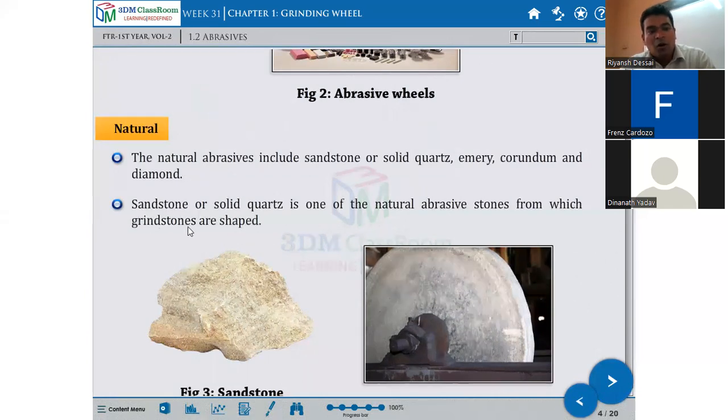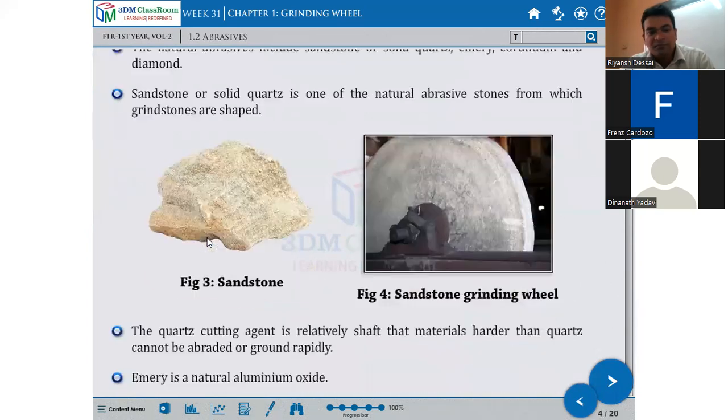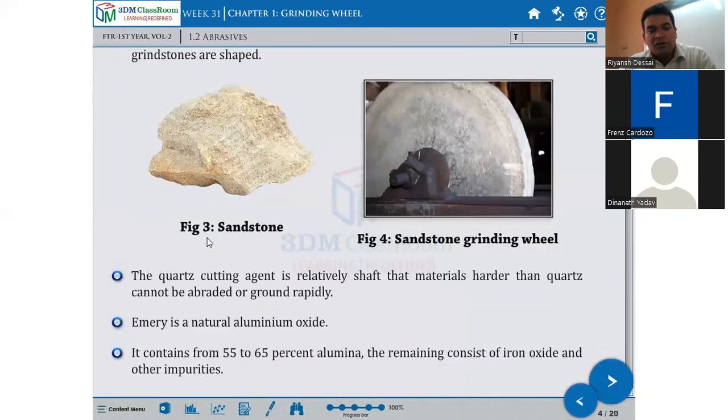Sandstone or solid quartz is one of the natural abrasive stones from which the grindstones are shaped. This is a natural abrasive available in nature. It is a relatively soft material, so quartz cannot be used to abrade or grind rapidly.